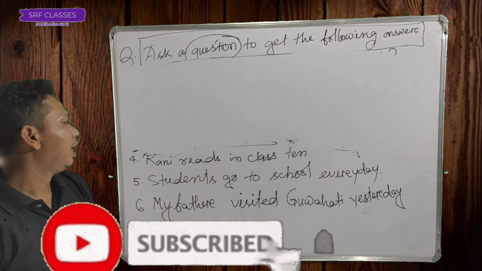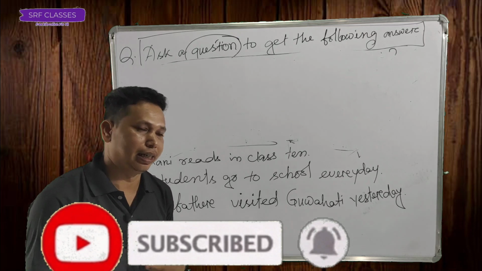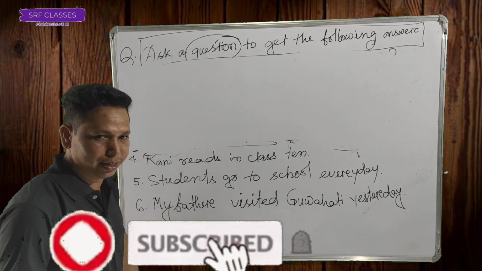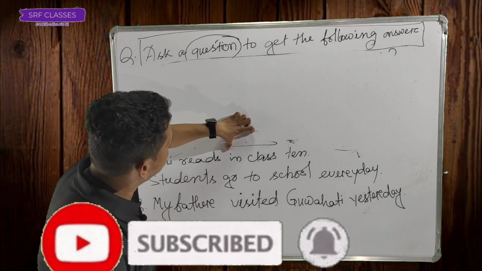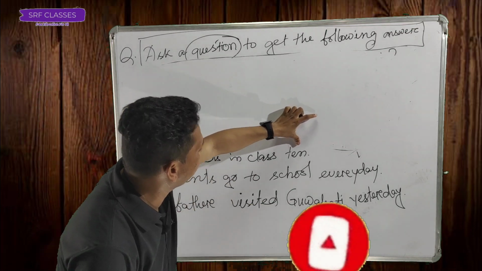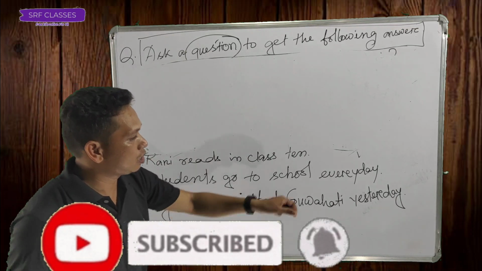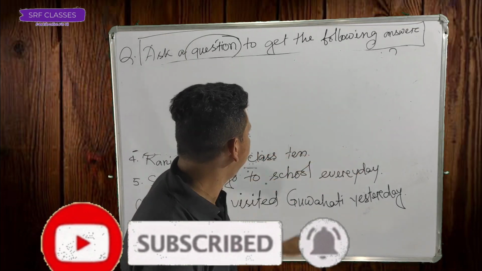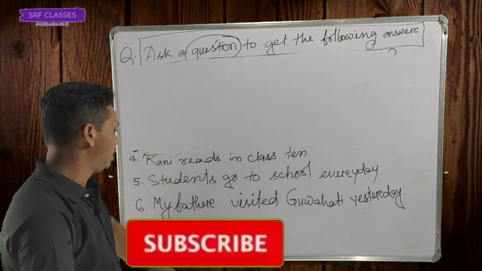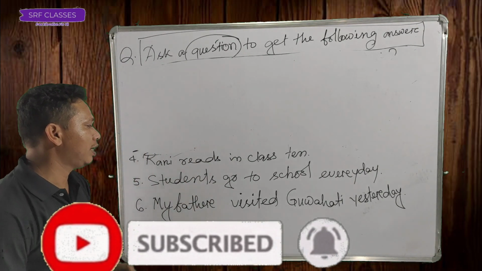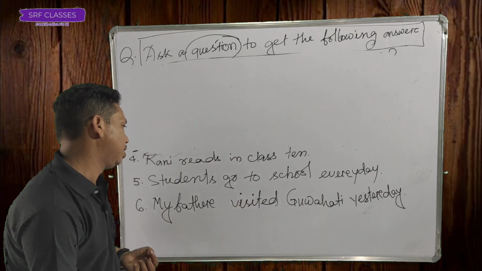So next is Rani reads in class 10. So these three sentences are a little bit different than the first three sentences. If you notice in the previous first three sentences, in all the sentences at least one special verb was there, but in these three sentences we don't have any special verb. So how to change this type of sentences?